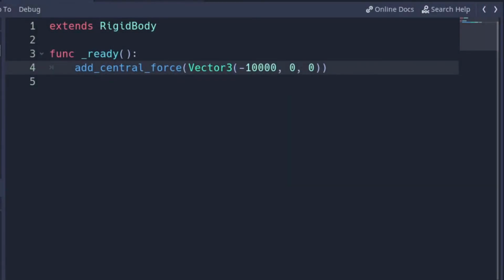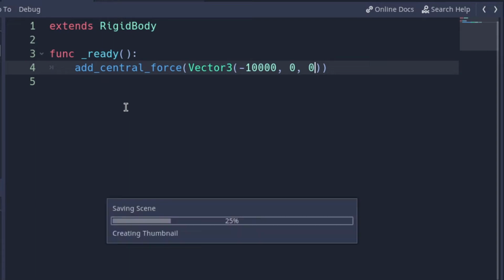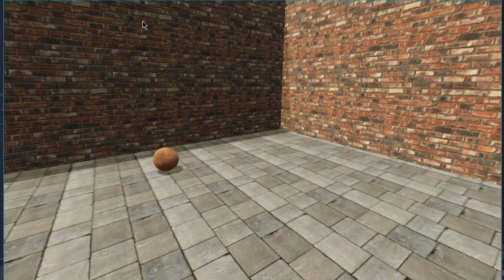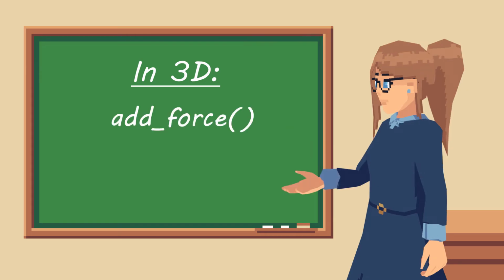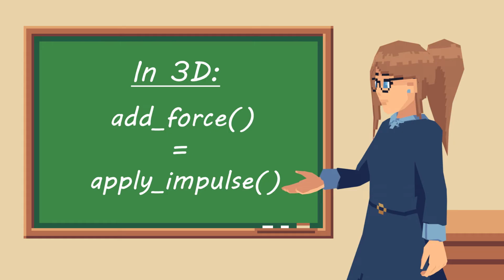So you'd think that the add force functions would work exactly the same in 3D, the only difference being that they use a vector 3. When we run this, you'll see that it doesn't. It bounces and then slowly comes to a stop. This is because the add force functions currently do not work correctly. Currently, the add force functions function exactly the same as their apply impulse equivalents.